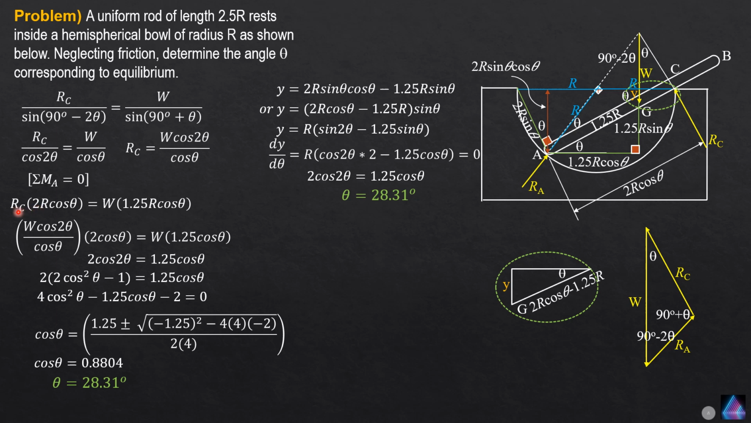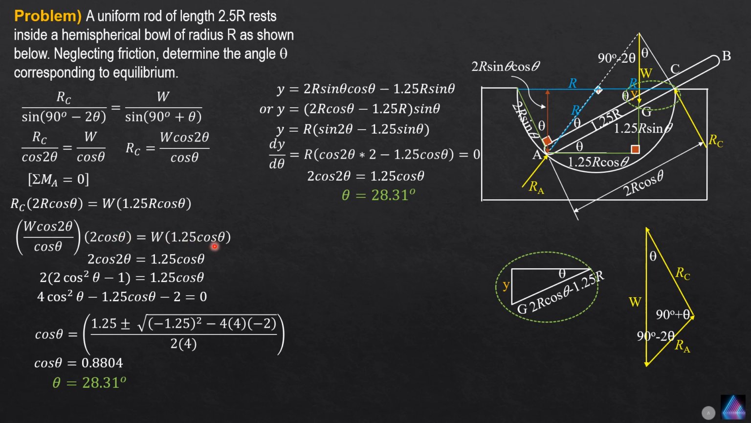then substitute the value of R sub c. So this is 2 cosine theta remaining after we cancel R. And in the right side, we have W times 1.25 cosine theta. So this is R sub c, W cosine 2 theta over cosine theta. Then copy 2 cosine theta equals W times 1.25 cosine theta.